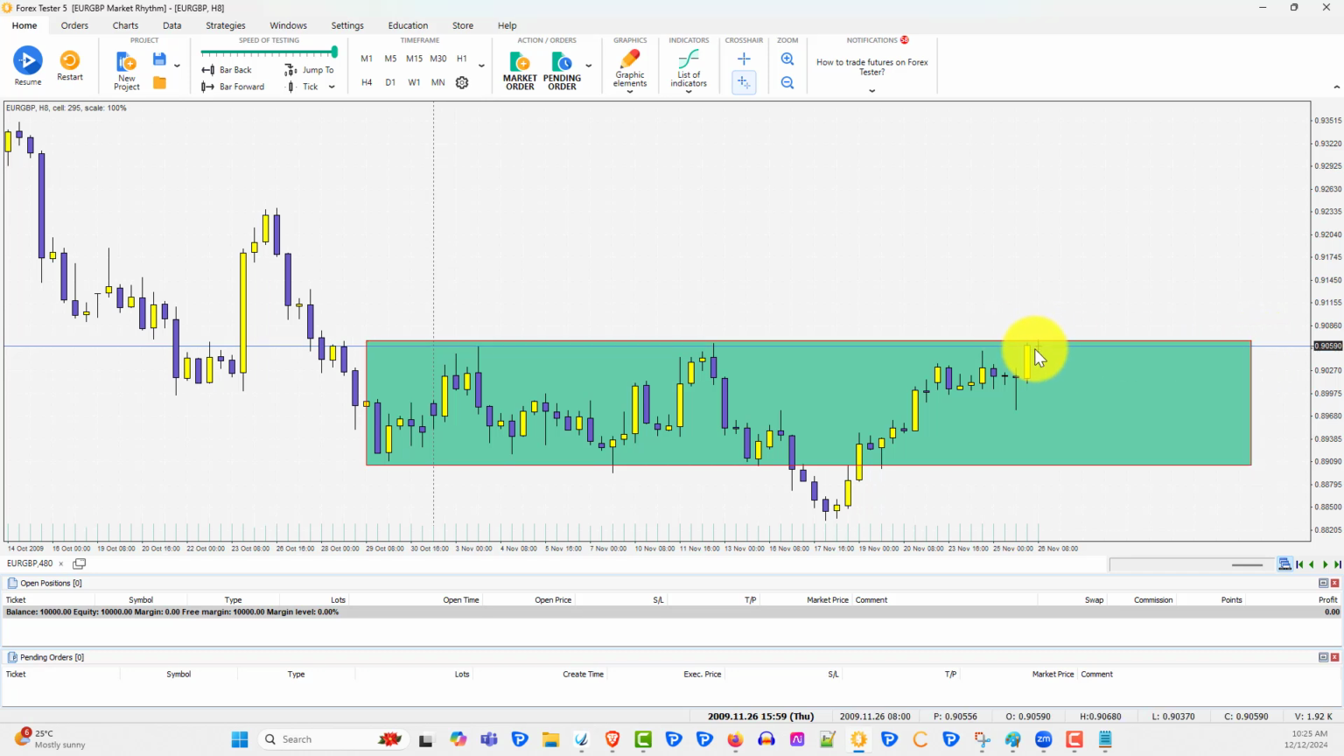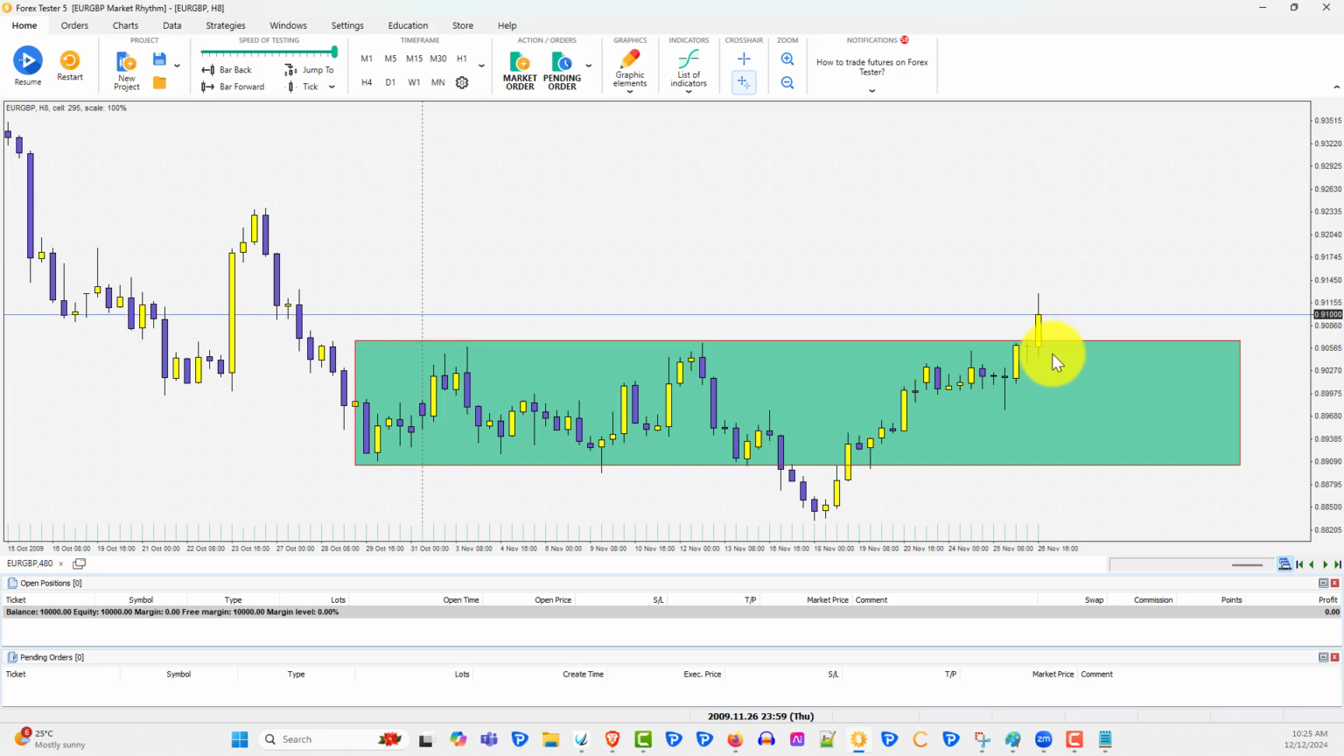This looks like it wants to break out. Whether it's a false breakout with a long tail, or a candle up and then a candle right back down, closing inside the box, we don't know, but we'll see.